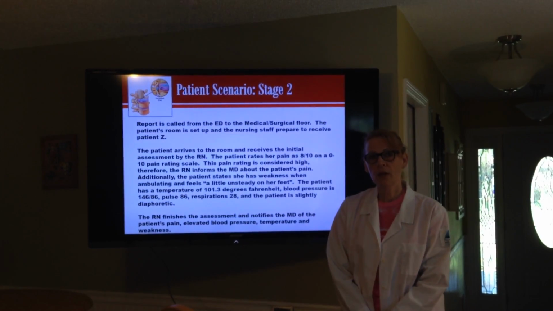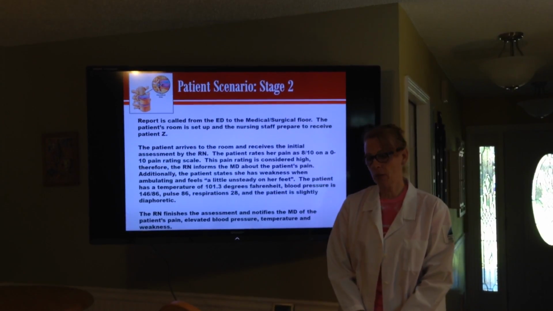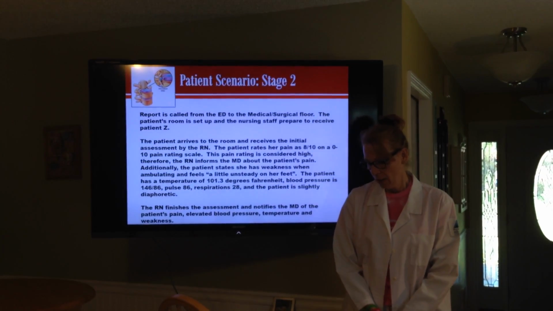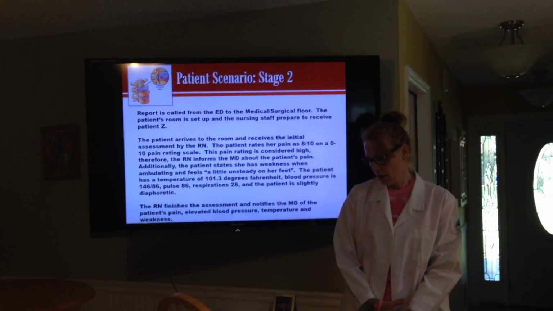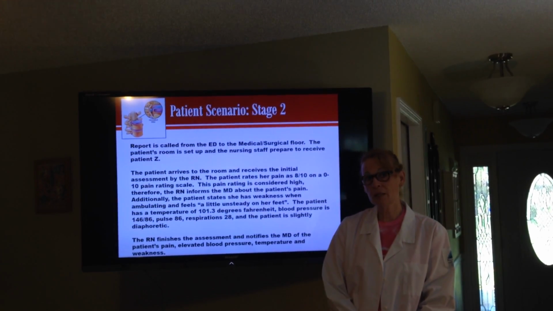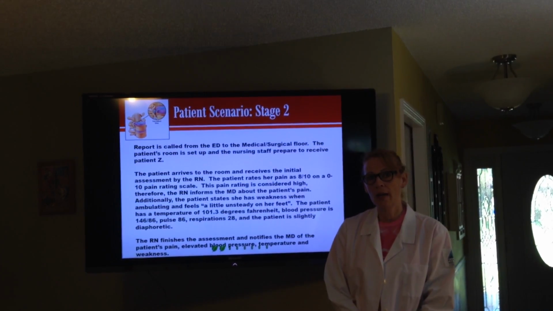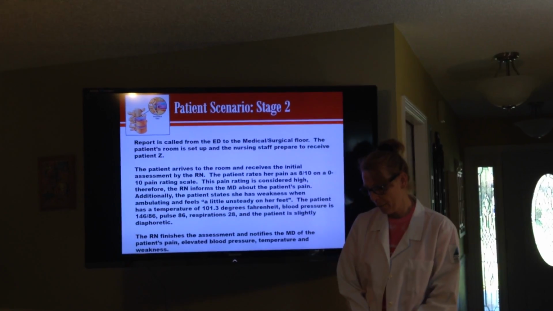So this scenario number 2 is our patient, of course, was admitted from the emergency department to a medical surgical floor, and the staff was preparing to set up the room. The patient arrives to the room, gets the initial assessment. The patient rates her pain at 8 out of 10 on a 0 to 10 pain rating scale. This pain is considered high, so the nurse had to let the physician know that the patient needs medication that's appropriate for this type of pain.